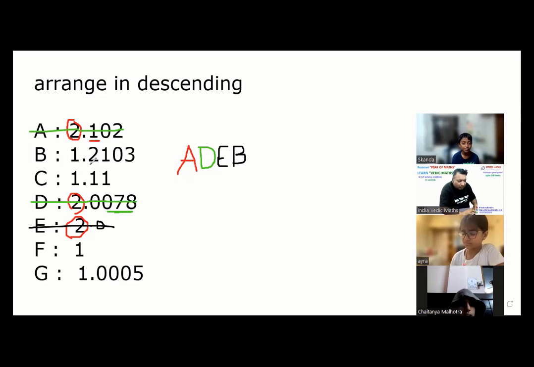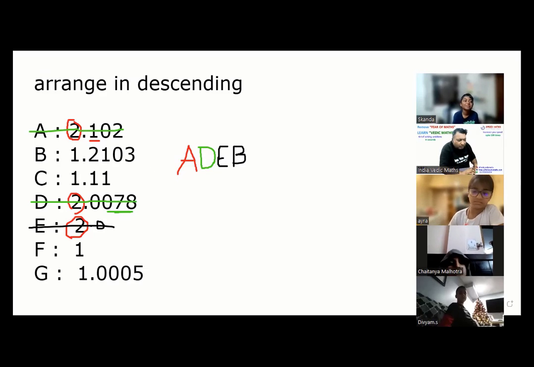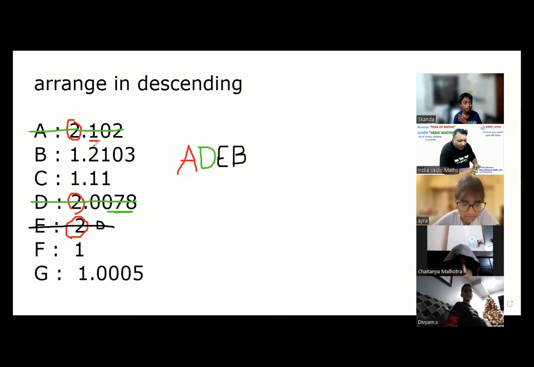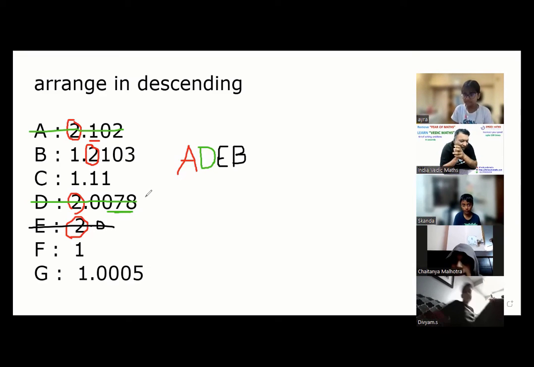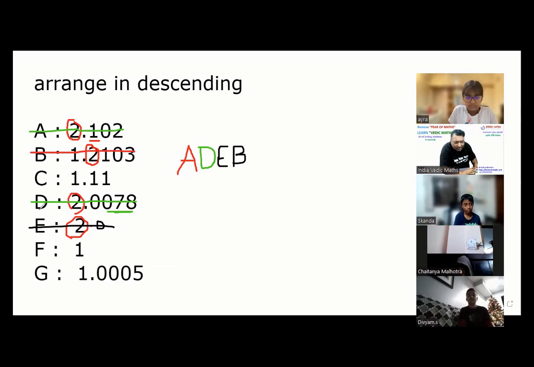Because there are many ones, but there is 2103 and this number is biggest of all. 2 is the bigger. Correct? Tell me, Divyam, we are done with this cut number. I cancel, don't look at.